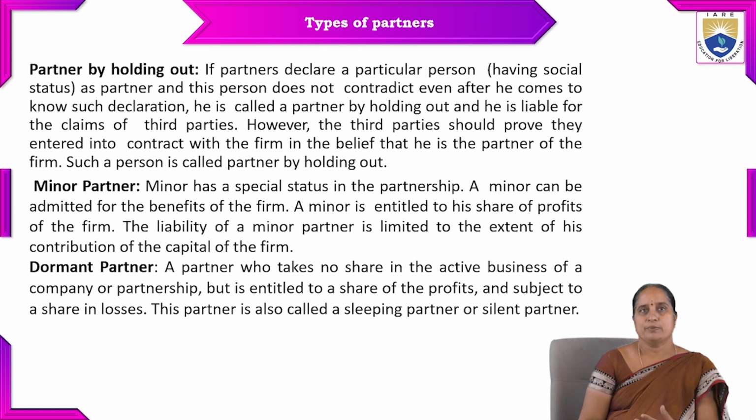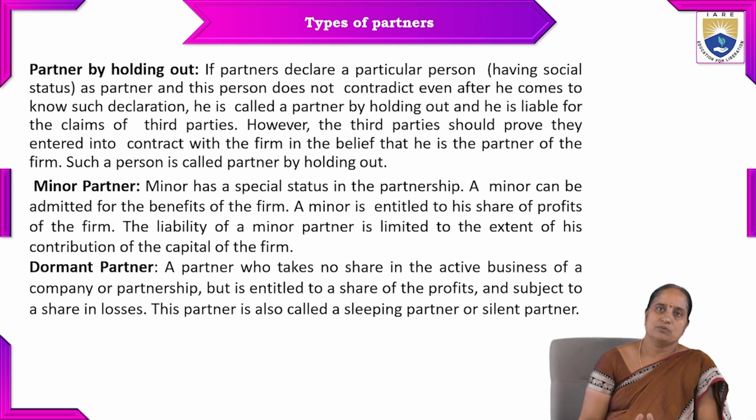And next type of partner is minor partner. So, a minor partner has a special status in the partnership. A minor can be admitted for the benefits of the firm. A minor is entitled to his share of profits of the firm. So the liability of a minor is limited to the extent of his contribution of the capital in the firm. So he will invest in the business, but he does not share the losses. His liability is limited.